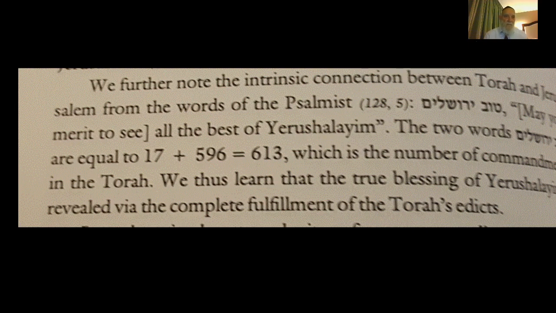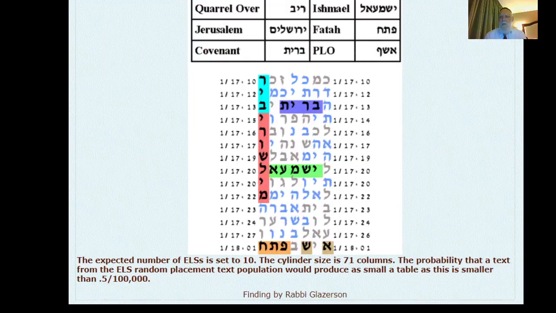Then we have also a further note, an intrinsic connection between Torah and Jerusalem, from the words of the psalmist, who said, Tov Yerushalayim, in Psalm 128, the goodness of Yerushalayim. All the best of Jerusalem. This is really Tov Yerushalayim. The two words, Tov Yerushalayim, goodness of Jerusalem, equal 613, which is the number of commandments in the Torah. With this we learn that the true blessing of Jerusalem is revealed via the complete fulfillment of the Torah. Ethics definitely depends on this.